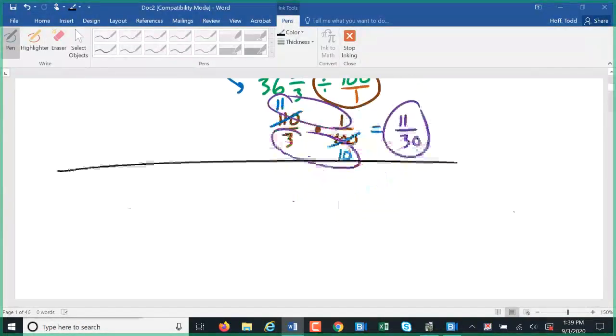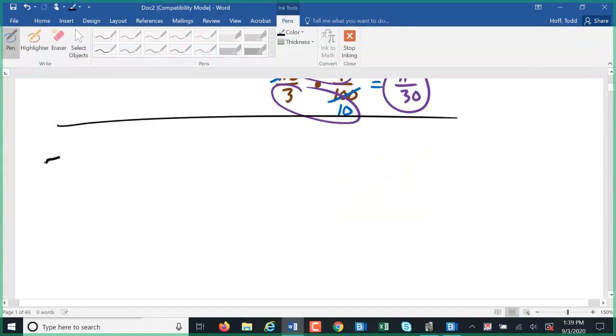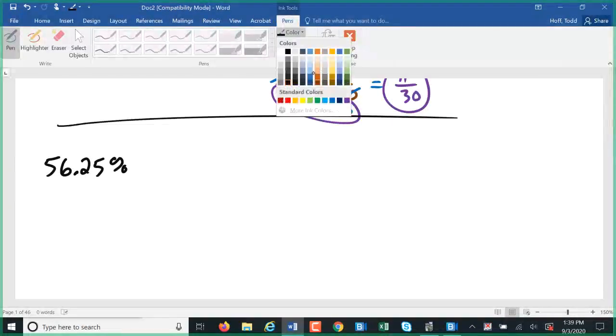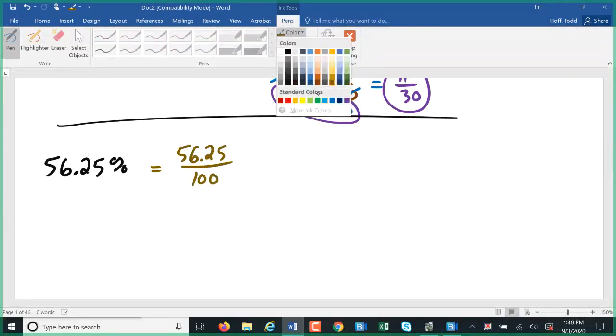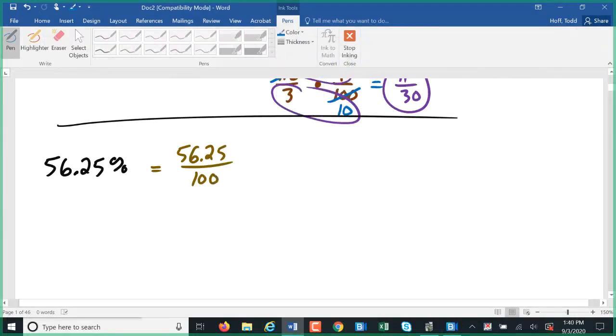Okay, we might have 56.25%. Again, that literally means 56.25 over 100. Now, we said in the previous example we didn't like having fractions within our fractions. We don't like having decimals within our fractions any better. So we need to get rid of the decimal.